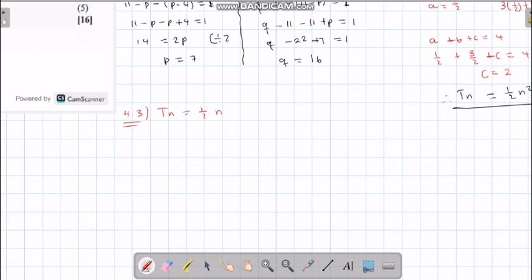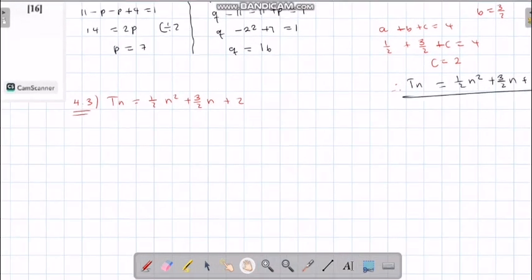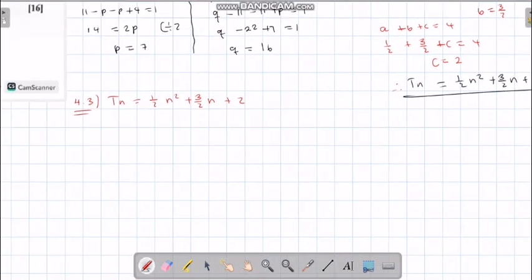Tn is 1 over 2 n squared plus 3 over 2 n plus 2. Okay, so now let's check. 1 over 2 n squared plus 3 over 2 n plus 2 must be equal to 232. Okay, so from this step, what do we see? Standard form: 1 over 2 n squared plus 3 over 2 n minus 230 equals 0.